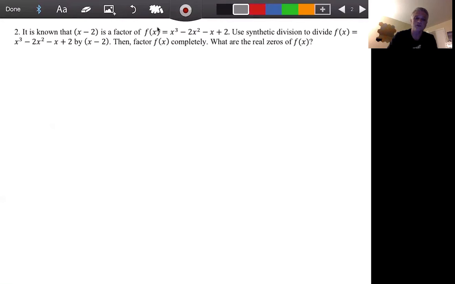Okay? So let's look at question 2. It says, it is known that x minus 2 is a factor, or it divides evenly into f of x, which is this nice big polynomial.